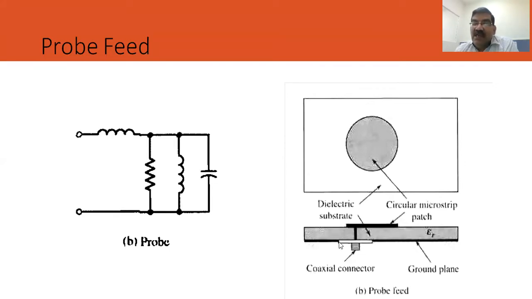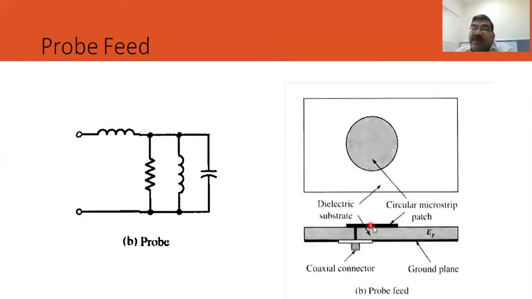Now the lower one is the ground part, the negative part. It is connected to the ground plane. And the center conductor in the coaxial line is connected to the patch here. This is the patch, shown here as circular or maybe any shape, it depends on your design. So it is connected to the patch here. This is epsilon r, the dielectric constant.